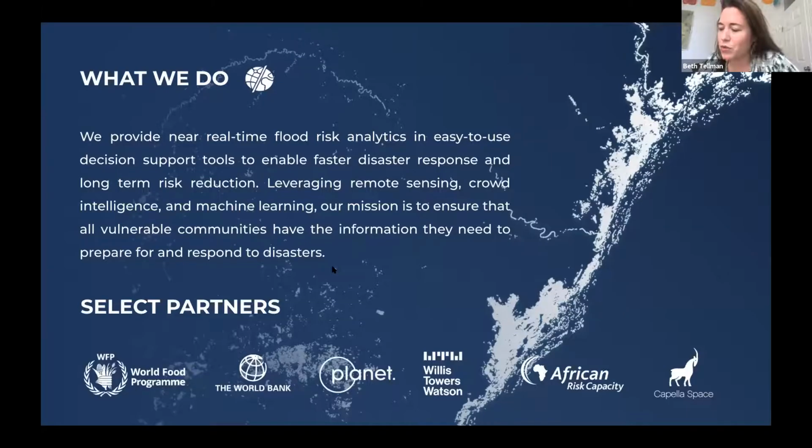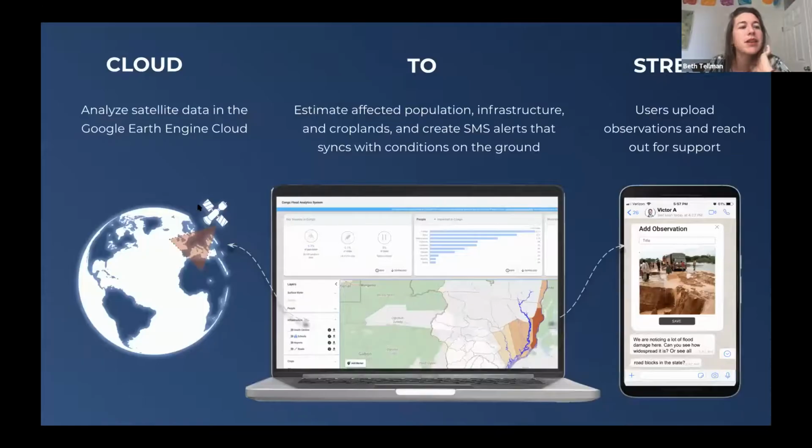For those of you who don't know about Cloud to Street, similar to a lot of the efforts proposed here, we also provide near real-time flood risk analytics. And we really focus on not just making flood maps, but packaging them into decision support tools and iterating with users on design so they can actually use them for a really specific decision use case. I'll show an example of that in Republic of Congo, where we've been working in the past 3 years.